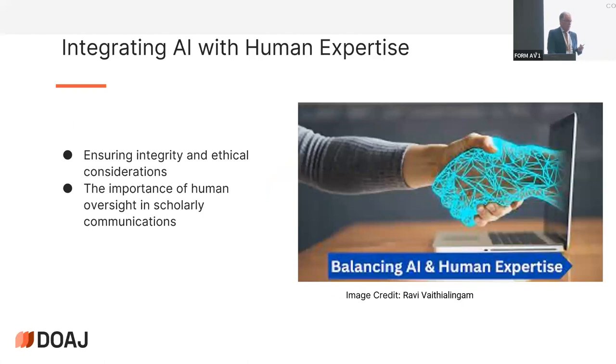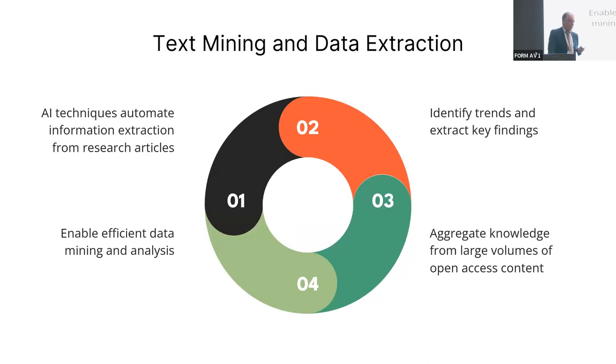Of course, when integrating artificial intelligence, we need to address integrity and the use of human expertise. Artificial intelligence can help accelerate the process, but human expertise needs to be working with those tools. Text mining and data extraction can be used to identify trends and extract key findings. It can also enable efficient data mining and analysis.